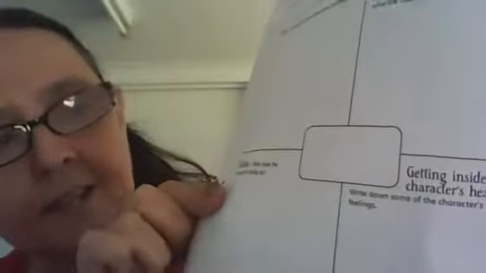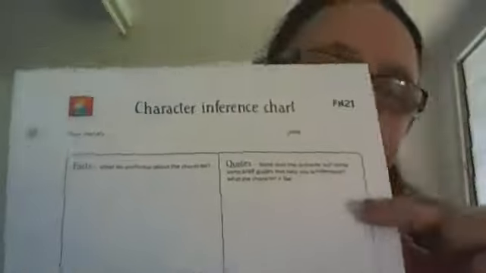Over here it says actions. What does the character actually do? It's not enough to say something, is it? Life is all about what you actually do. The things that you do tell us a lot about you, not just what you say. So if we want to understand our character, we've got to think about what they do. And over here it says getting inside the character's head, telling some of the characters' thoughts and feelings. So if you're told about their thoughts or their feelings during the story, write those down as well.